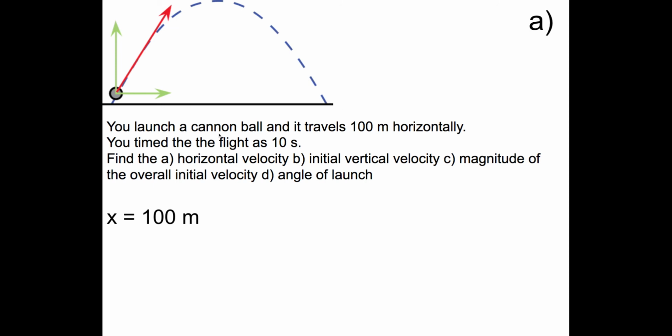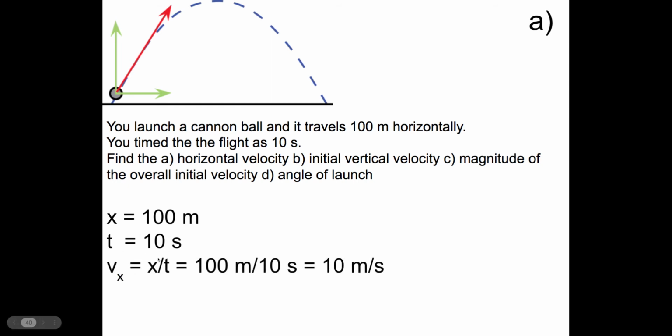So what do we know horizontally? We know that the x displacement is 100 meters. We know that it took a total of 10 seconds to go that 100 meters. So we simply plug it into this equation right here for average velocity. So the x velocity will be the x displacement divided by the time. So 100 meters divided by 10 seconds gives us 10 meters per second is our horizontal velocity. And remember, that was constant, 10 meters per second the whole time.